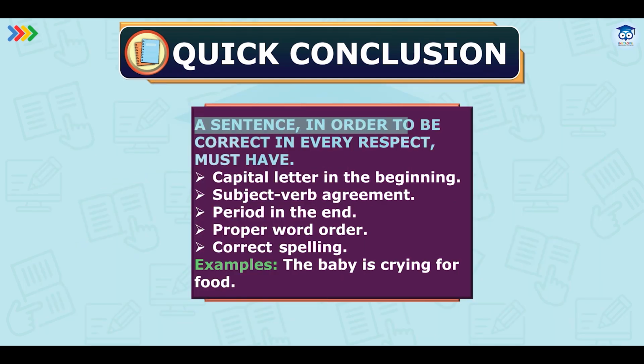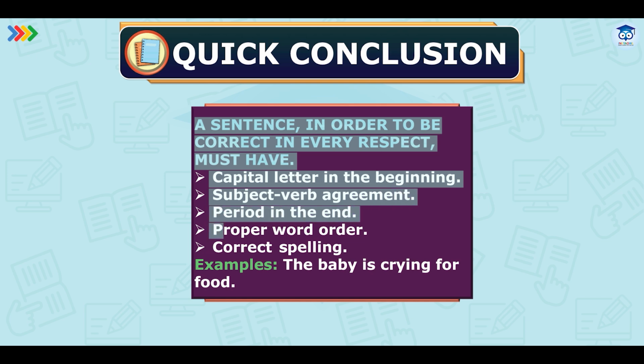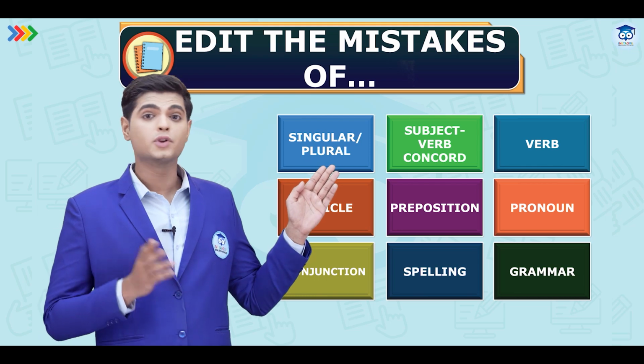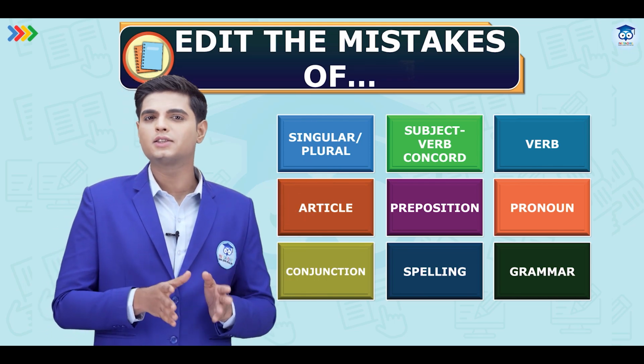A sentence, in order to be correct in every aspect, must have a capital letter in the beginning, correct subject-verb agreement, a period at the end, proper word order, and correct spelling. For example, the baby is crying for food. Today, we'll focus on editing, which means finding and correcting mistakes in writing.